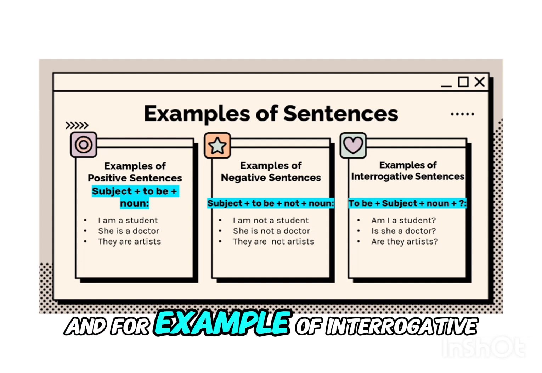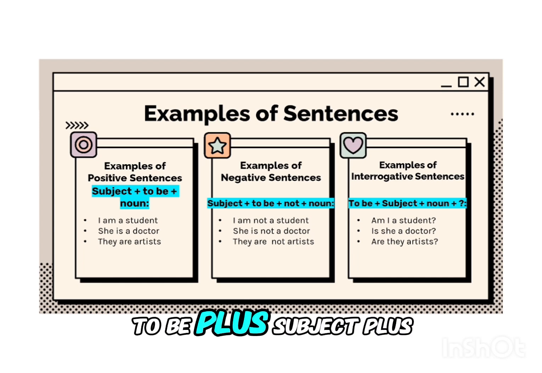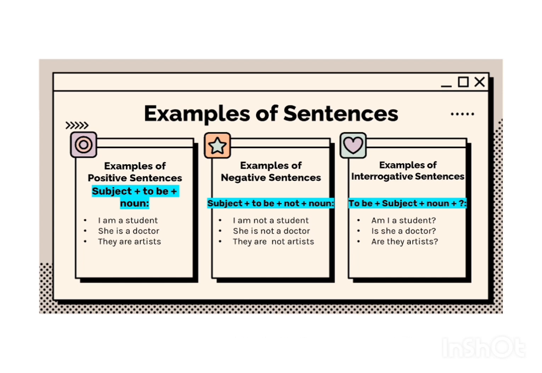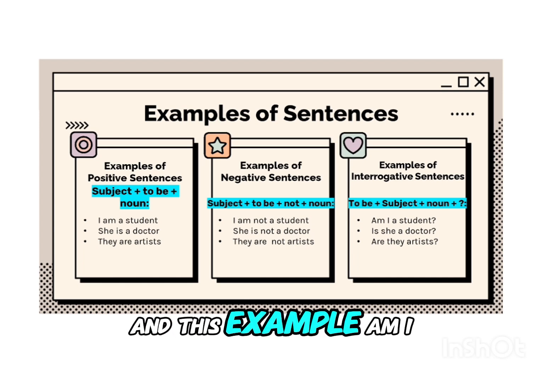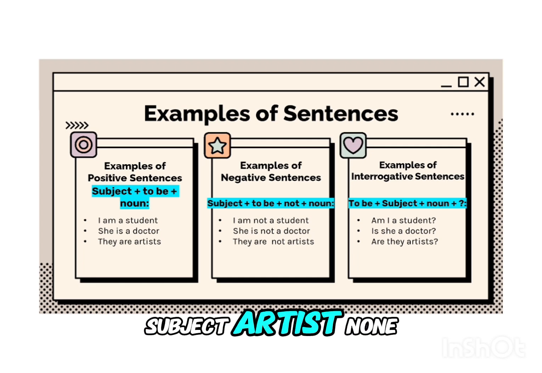And for the example of interrogative sentences, to be plus subject plus noun. In this example, am I a student? Am, to be, I, subject, a student, noun. Is, to be, she, subject, a doctor, noun. Are, to be, they, subject, artists, noun.